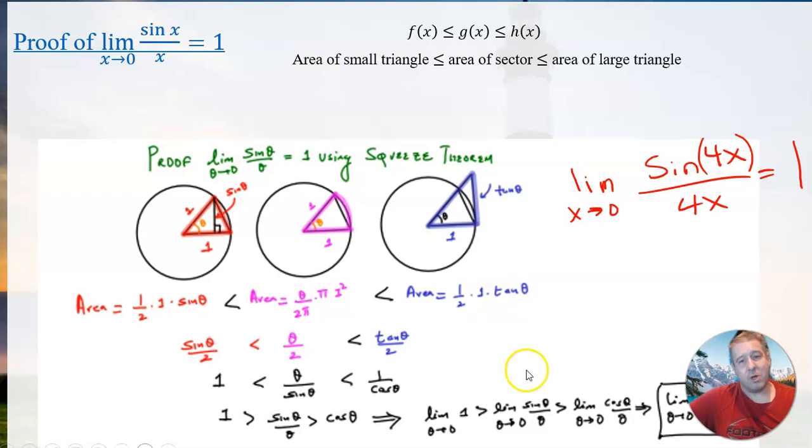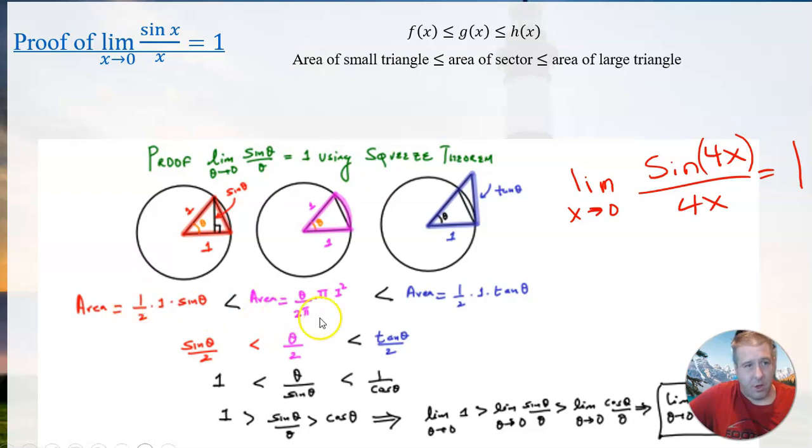And then what you can do is solve it down and see that they all have to equal 1. We don't know what theta is. Theta could actually be anything, but it's squeezed down to 1. So the smaller you make theta, the closer and closer it's going to get to 1.